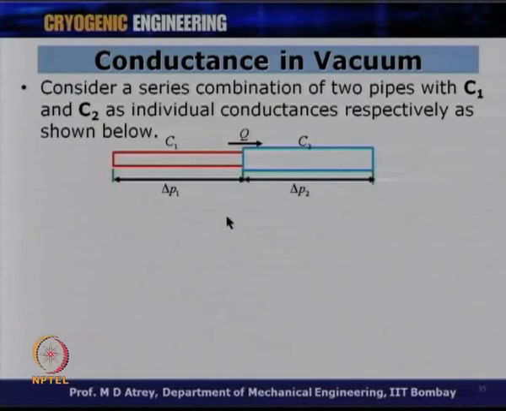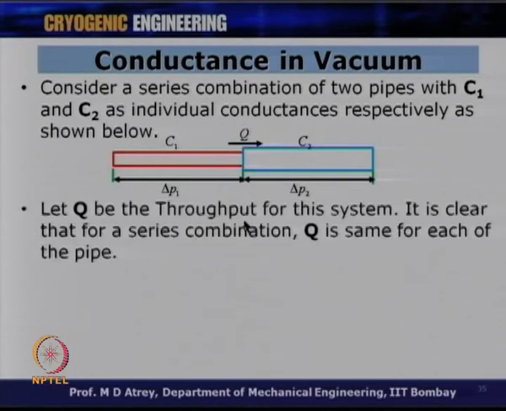So, now, we can have conductance when the two pipes are connected in series and the pipes could be connected in parallel, the way we have resistances connected in series and parallel. So, consider a series combination of two pipes with C1 and C2 as individual conductances respectively, with delta P1 and delta P2 as the pressure drop happening. Let Q be the throughput for this pipe. It is clear that in a series combination Q is the same for each pipe. Q is going to be the same because whatever Q happens through this pipe, the same Q is going through this pipe.